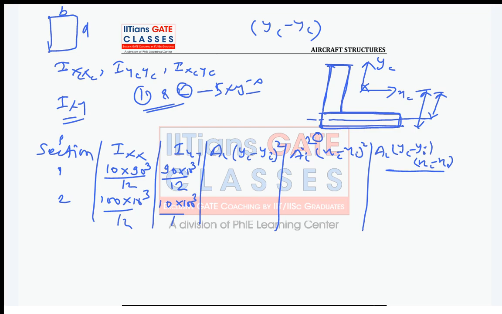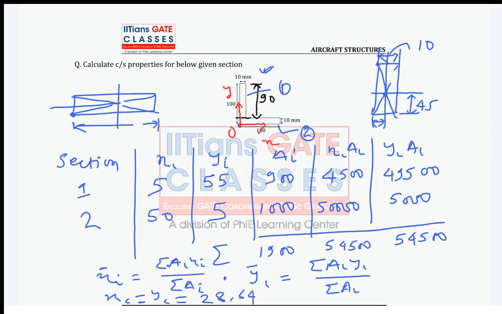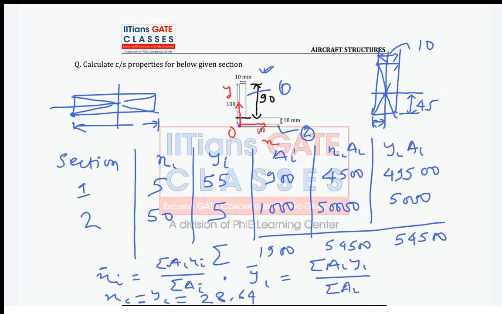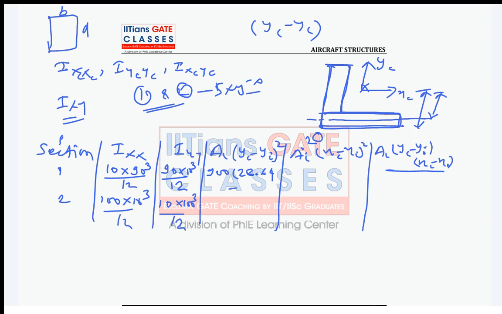Now guys, areas. We know the area of the first section is 900. Now what is the YC? YC distance is 28.64 minus, what is the YI? It is 55. So 55 whole square. Second, area is 1000, then 28.64 minus, what is the YI in the second case? It is 5. So it is 5 whole square.